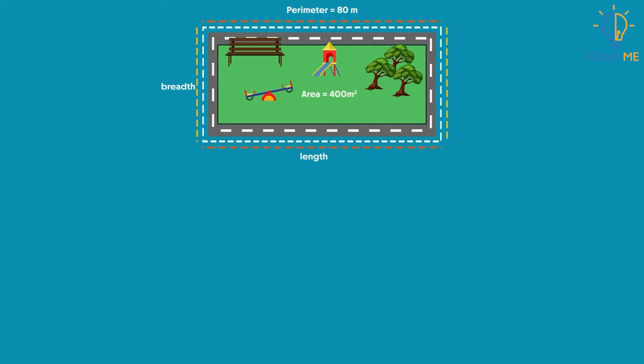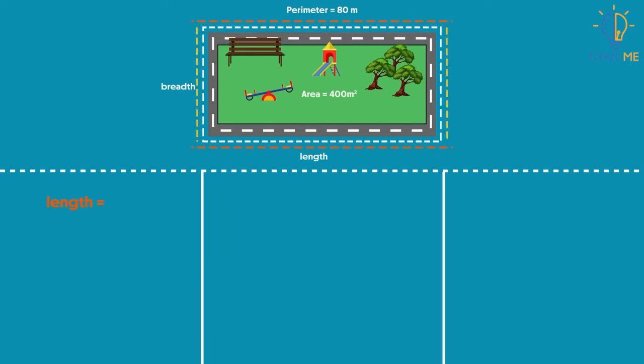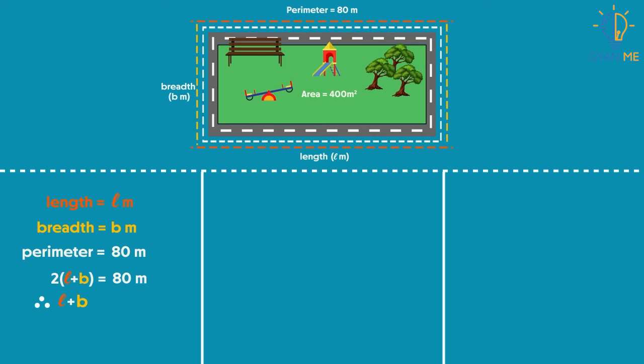Since the park is rectangular, let us assume its length to be L meters and breadth to be B meters. Now we have perimeter as 80 meters. We know the formula of perimeter of a rectangle. Yes, it is 2 into (L plus B). So here 2(L plus B) is equal to 80. Therefore L plus B is equal to 40. From this equation we can have B equal to 40 minus L.